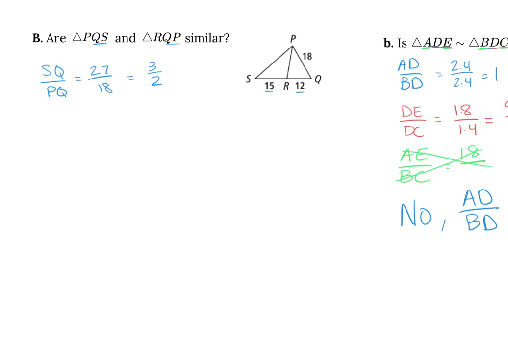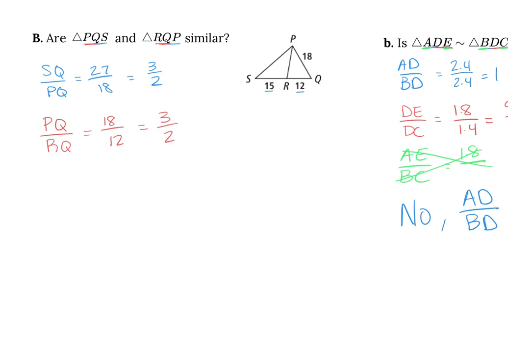Next, I will do PQ and RQ. PQ is 18. RQ is 12. And those do give me 3/2.